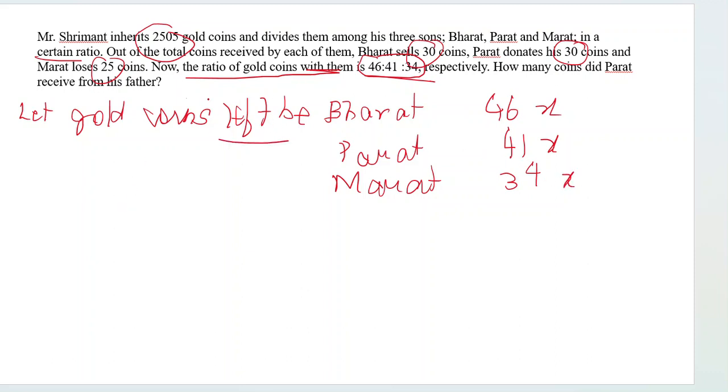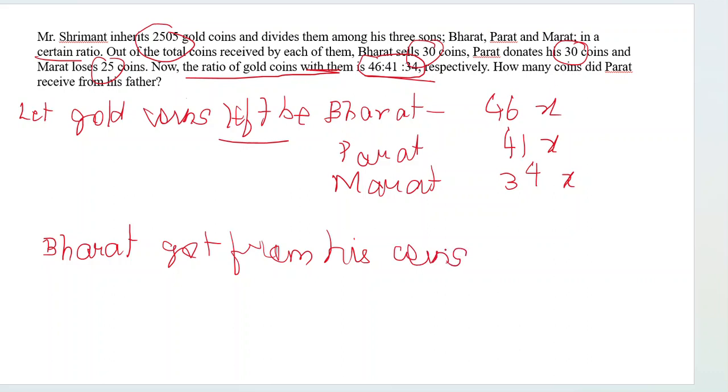Now, these are the gold coins left with Bharat. Now what did Bharat get from his father? How many coins did he get from his father? That is the question to be answered. Bharat got from his father whatever coins he has. That means now he has 46x coins plus the 30 which he sold. So these are the coins which Bharat got from his father.